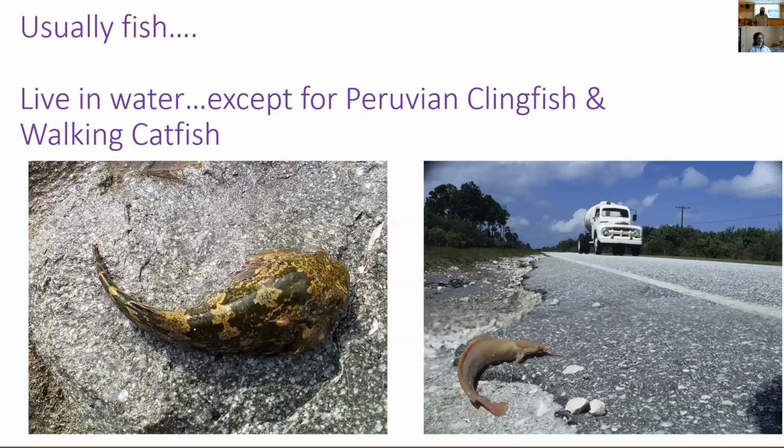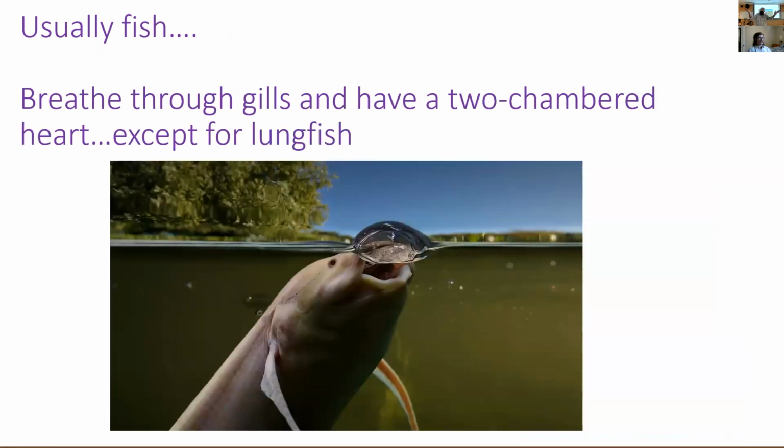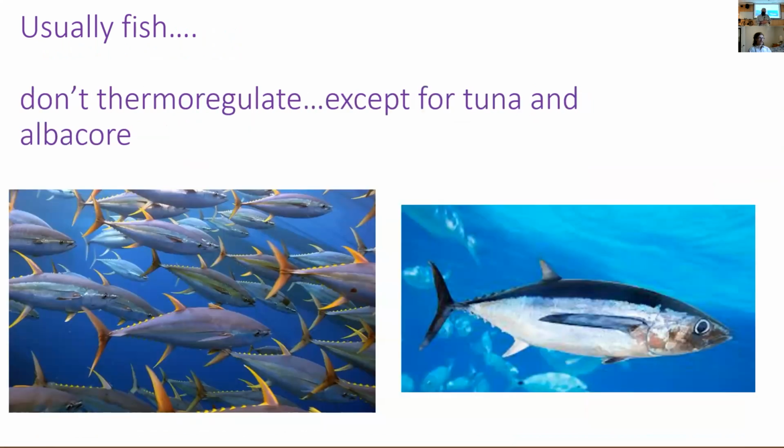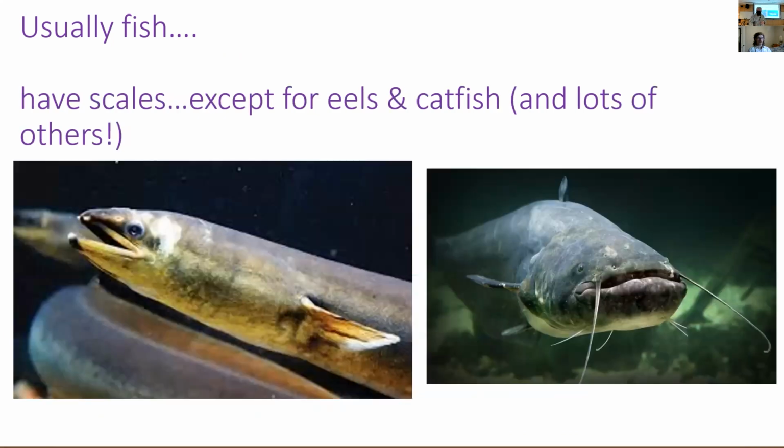because things like this, usually fish live in water, but there are fishes who do pretty well outside of water, at least for short periods of time, like Peruvian clingfish or walking catfish. Or lungfish even, that don't have gills or have very reduced gills that don't allow them to breathe water, although they do live in water. And again, usually they use gills, but lungfish don't have gills. They have a set of lungs, and they're ancestral to your lungs. Usually fish don't thermoregulate, but actually a lot of fish can control their temperature, particularly tuna and albacore, through sophisticated structures of thermoregulation.